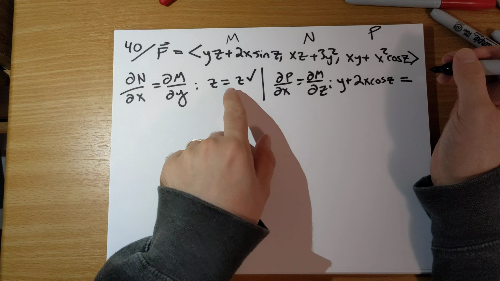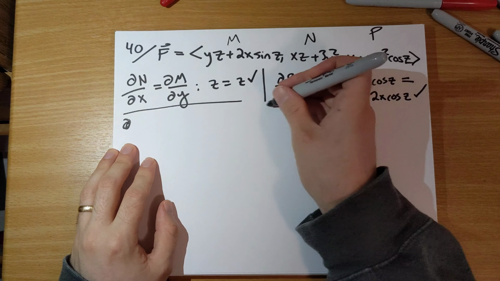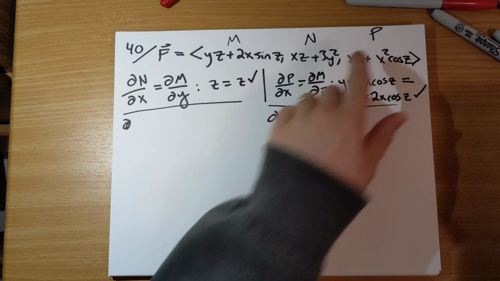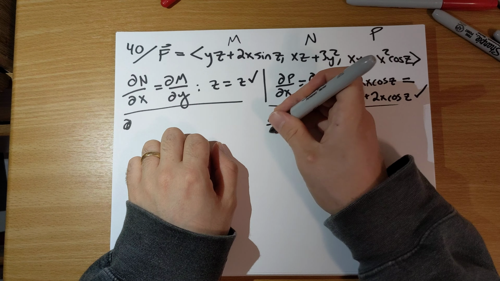And then finally, we need a partial derivative. Let me put it over here. The partial derivative of P with respect to y needs to equal the partial derivative of N with respect to z. The partial derivative of this with respect to y is x, and the partial derivative of this with respect to z is x. So that checks. And this vector field is defined on all of R3, all of three-dimensional space.